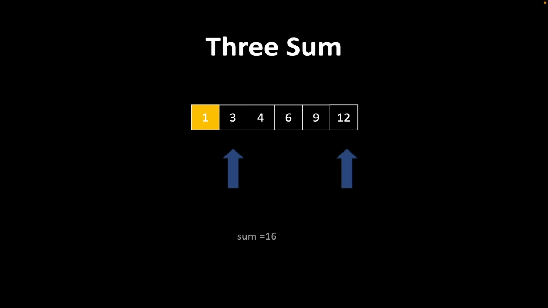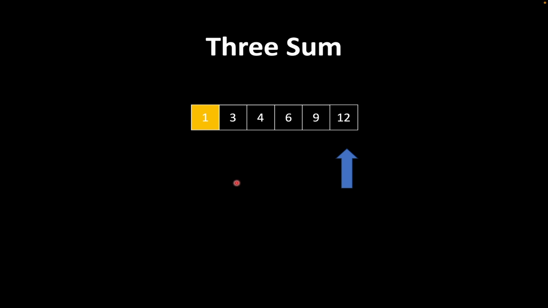So I will take two pointers. Right now the sum is 16 because we have 1, then 3, and then 12. Sum is 16. It is not 24, so it is less, so we will increment the left pointer. Sum is 17, still less, so we will increment. 19 is also less, so we will still increment. 22 is also less than 24, so we will still increment. So right now the pointers are coinciding, that means it is not possible.